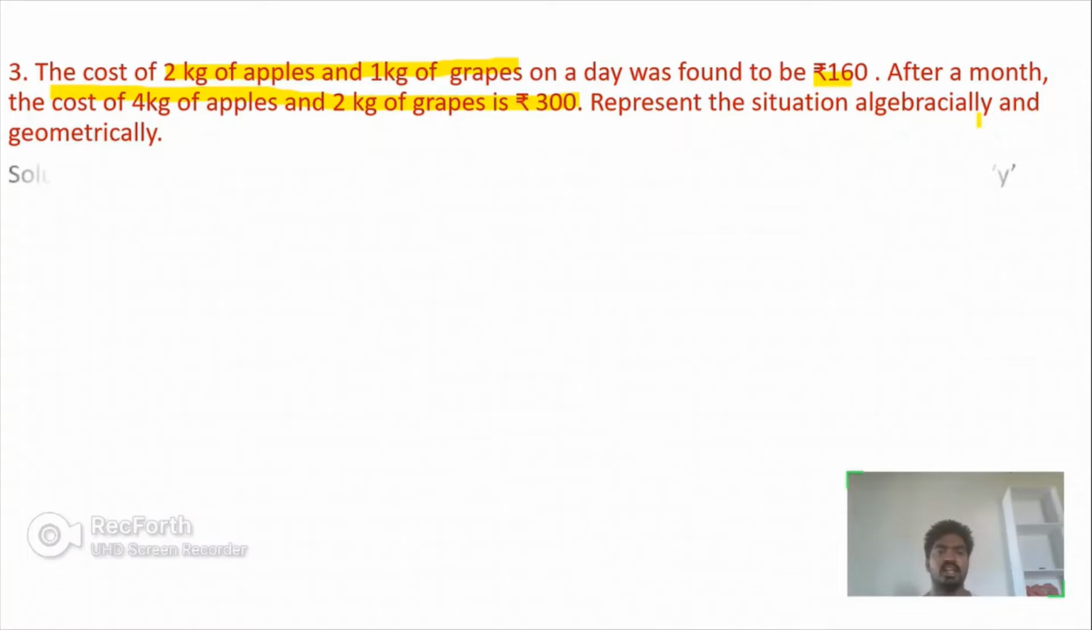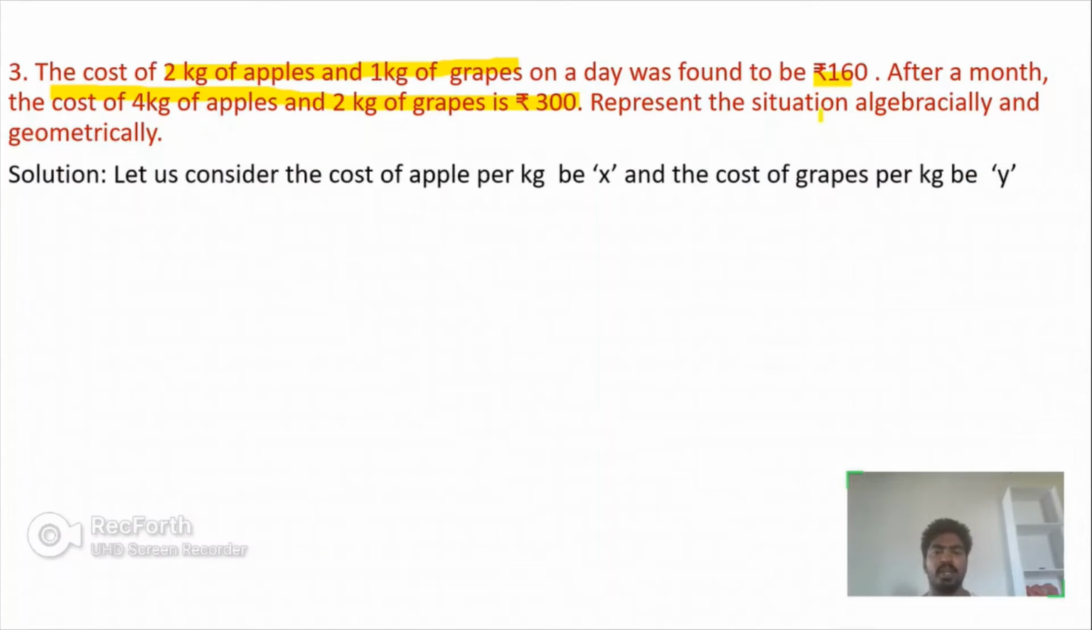Now let us consider the price of apples per kg to be x and the cost of grapes per kg to be y. So for the first condition we can frame the equation as: 2 kgs of apples means 2 kgs into cost per kg x, that is 2 into x, plus 1 kg of grapes, that is 1 into y, which is equal to rupees 160. That is 2x plus y equals 160. It is framed as the first equation.